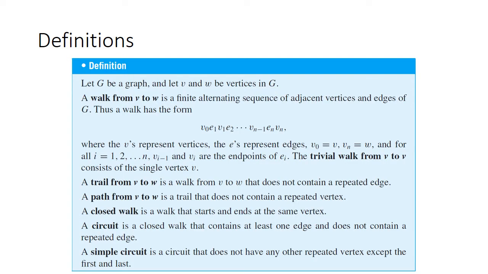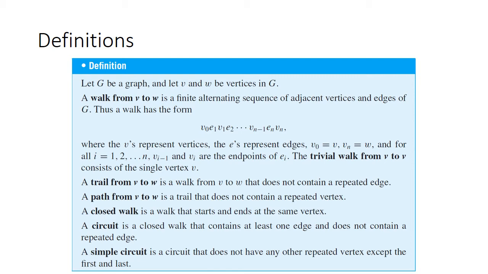Okay, so let's get into some definitions. This slide contains an intimidating amount of definitions, I think. So all of these definitions here are about moving around on a graph. So let G be a graph, and let V and W be vertices in G. Then a walk from V to W is a finite alternating sequence of adjacent vertices and edges of G. So it's basically exactly what it sounds like.